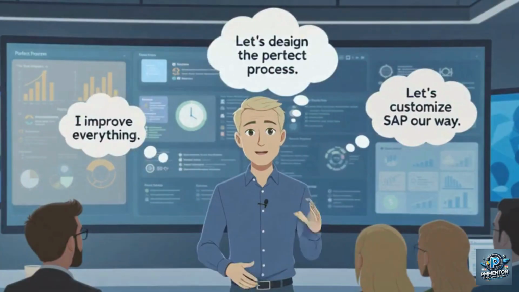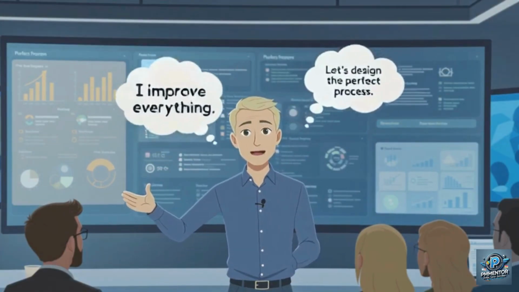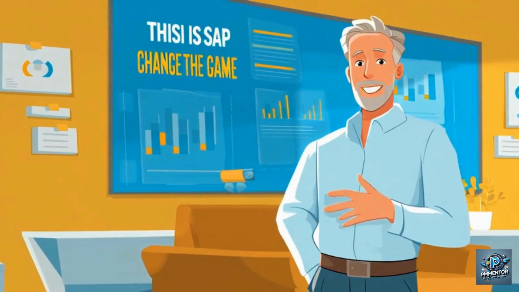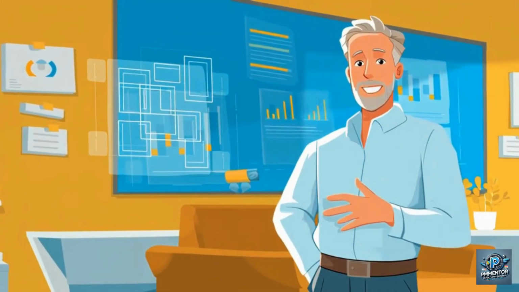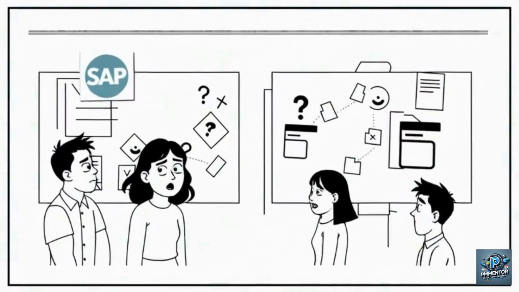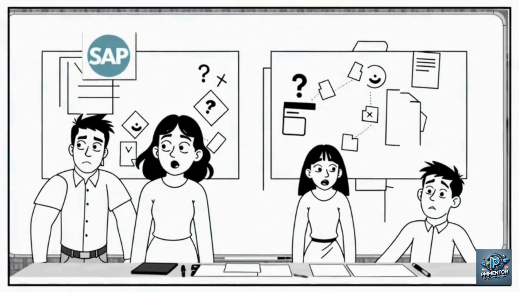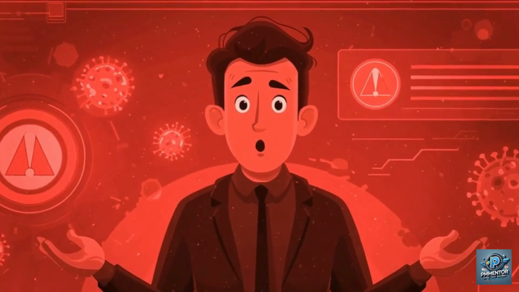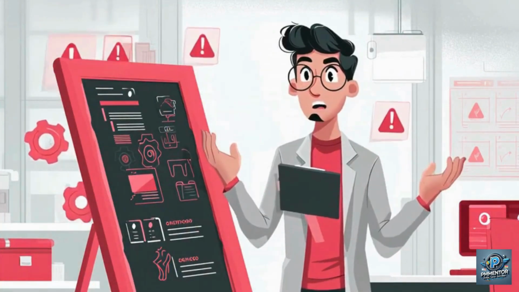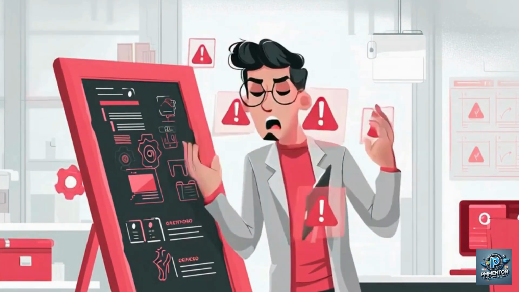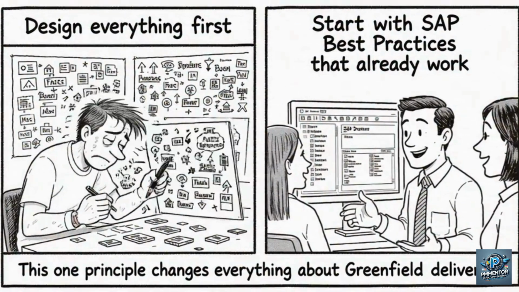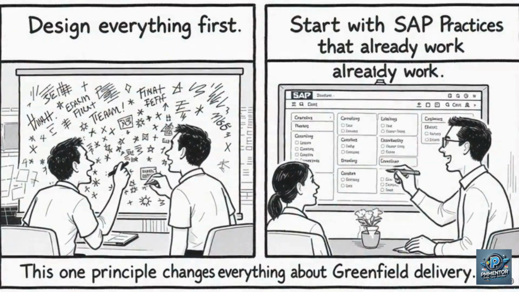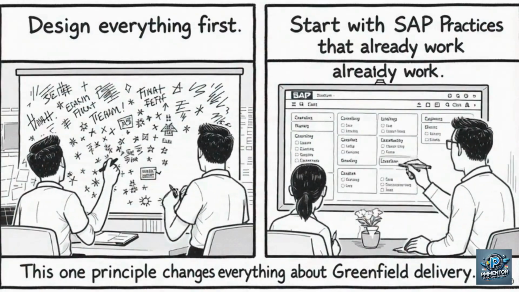This is where SAP Activate completely changes the game. Instead of encouraging imagination-driven design, Activate enforces discipline. SAP Activate does not say, design first, build later. SAP Activate says, start with SAP Best Practices that already work globally. This one principle changes everything about Greenfield delivery, because when you start with SAP Best Practices, you begin with proven, stable, scalable processes. You immediately see the system, not slides.